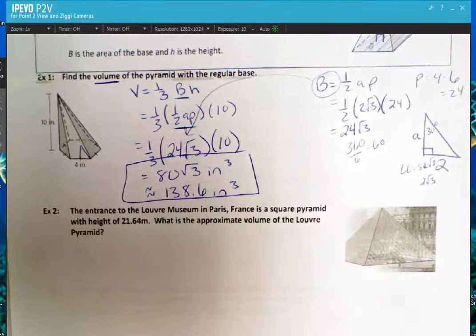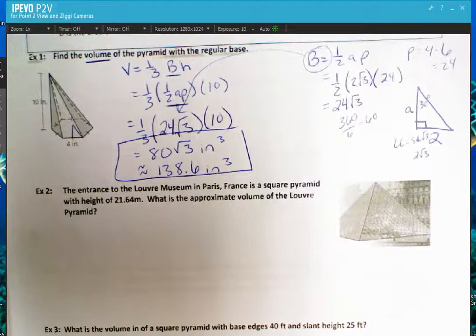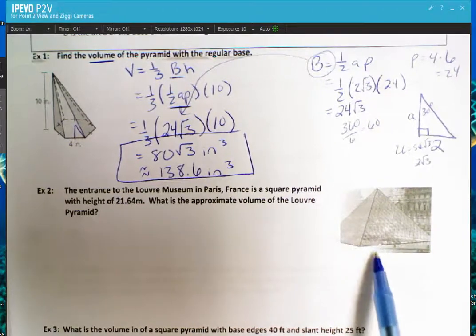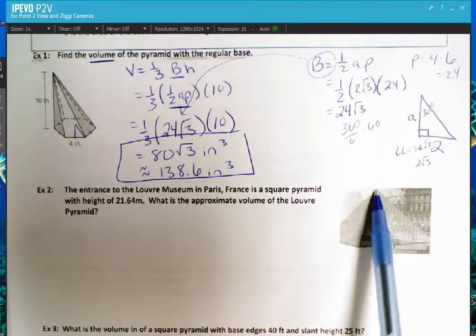Okay, more of the same stuff we've been doing. Finding the pieces that apply, making sure you're finding the correct pieces. So this is the Louvre in France, dying to go there. And on top of it is a square pyramid.